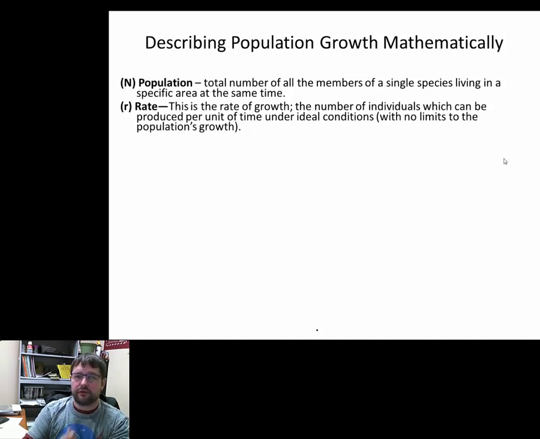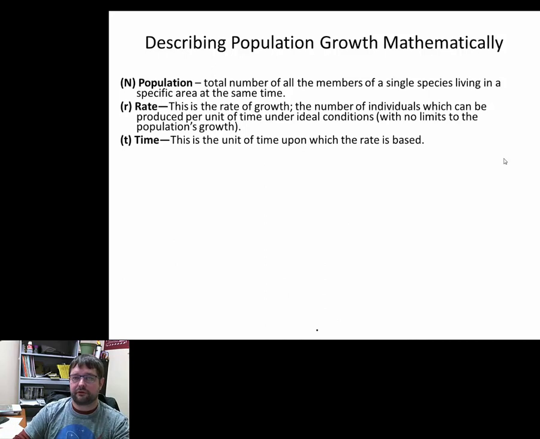The rate of growth, R, is the number of individuals in a population that can be reproduced. And this is under maximum conditions, ideal conditions, so plenty of food, water, space, energy, no problem with the number of eggs produced or number of sperm produced, anything like that. So there's no limit. R is the rate that you would expect for a given species.